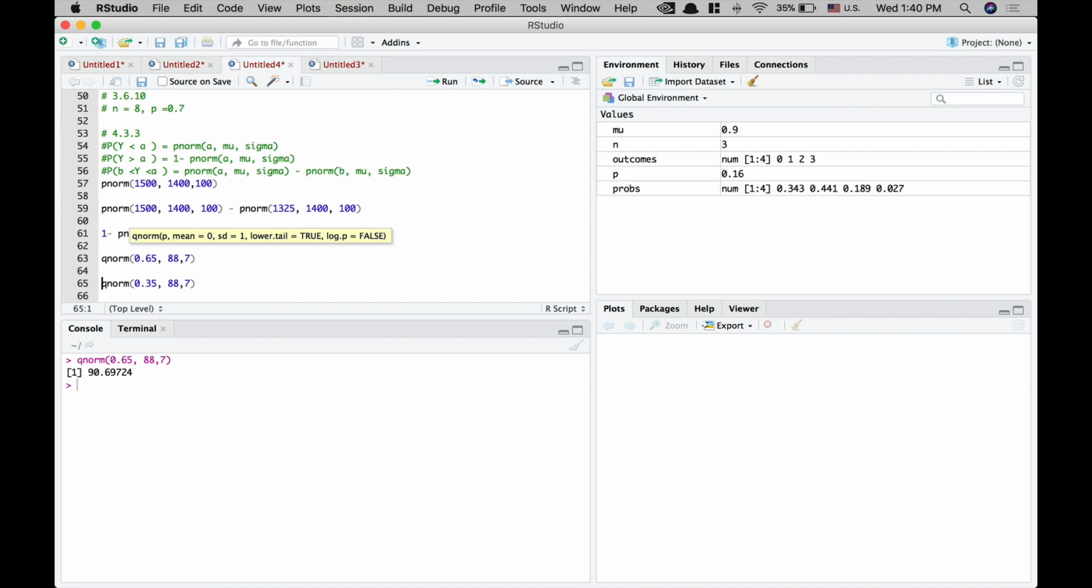65% of all the data that you have collected is smaller than the threshold 90. So that is what the percentile means. And the next question is find the 35th percentile. And similarly, you just replace this 0.65 with 0.35 and you get 85.30276. So that is the 35th percentile of this normal distribution.